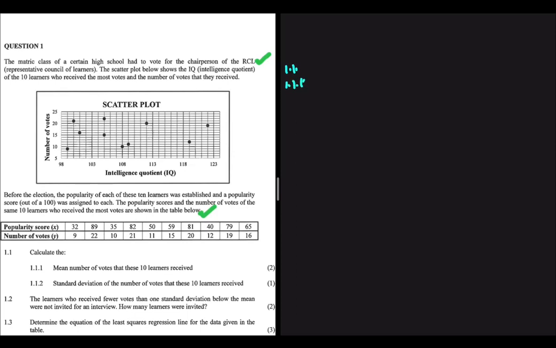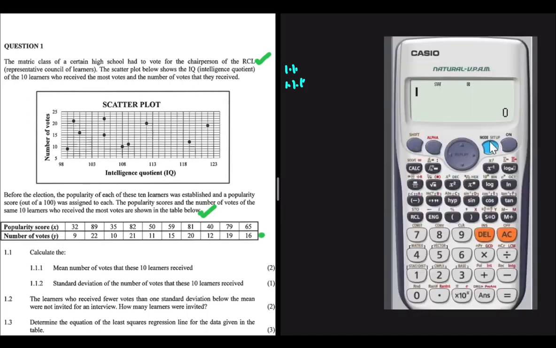Let's calculate the mean of the number of votes that these learners received. So I'm not going to do anything manually. I'm going to calculate using my calculator. So let me go ahead and do that. I want to find the mean of the number of votes, so I'm concentrating on only one variable. I'm going to press mode setup and then 3 for stats, 1 for one variable, right? Because I'm only interested in one variable.